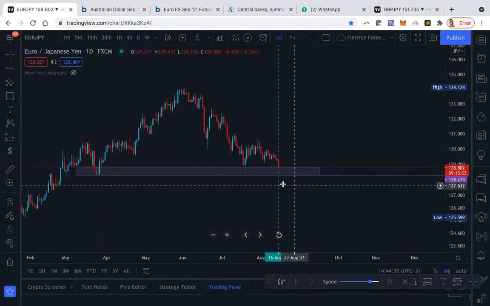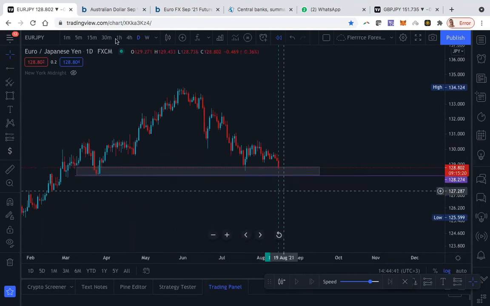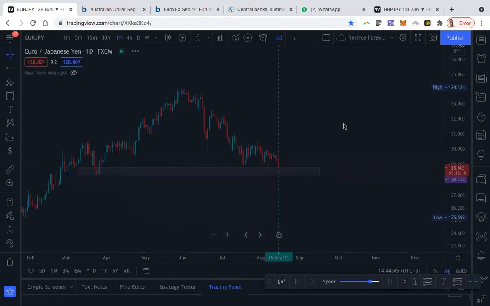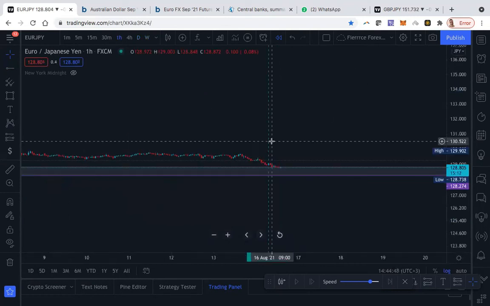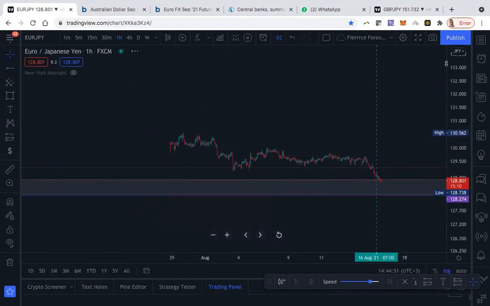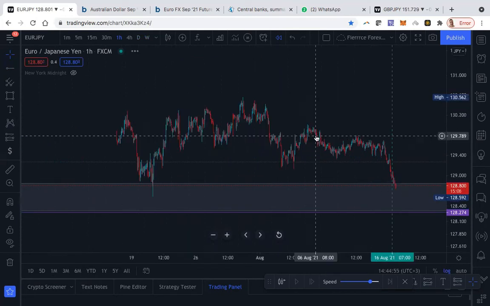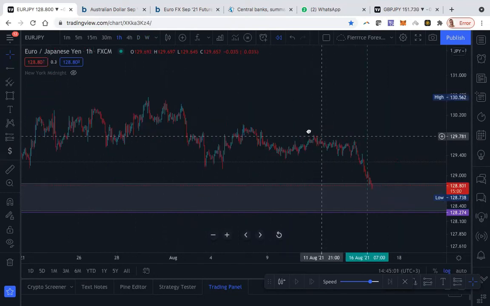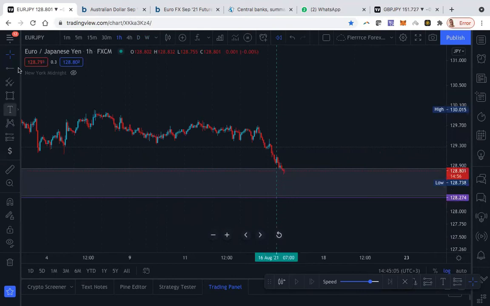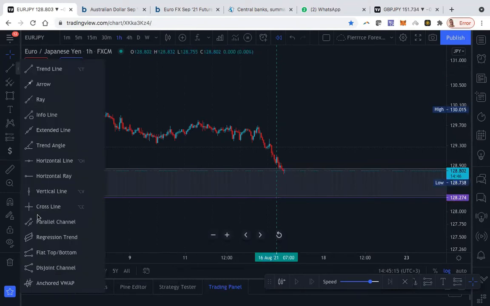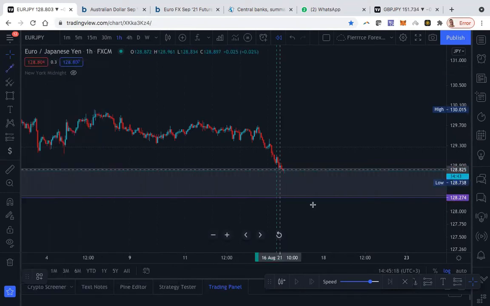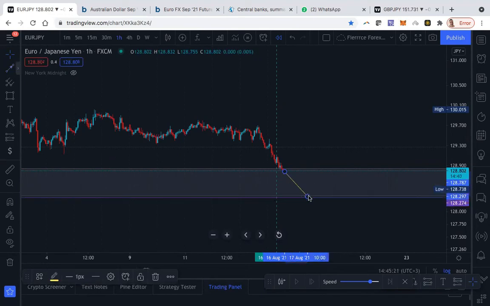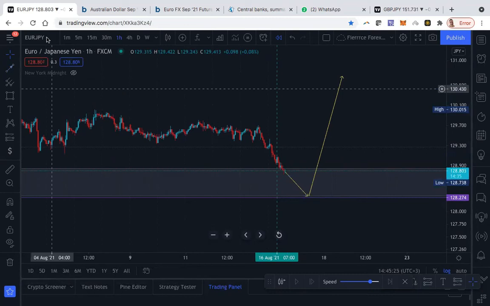Now I'm waiting to see what happens. We may push lower, but I would love to see a rejection so that we can continue back to the upside. Let's see. So we have some distance. We could push lower here and then push up. But regardless, guys, I'm bullish on Euro JPY.